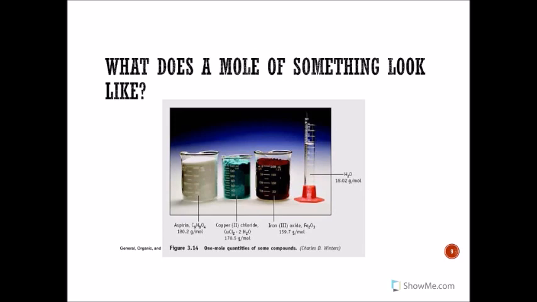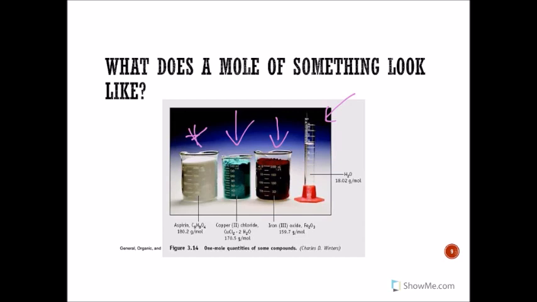If we were to actually measure out what a mole of something looks like, we have 1 mole of aspirin in a beaker right there. And then we have 1 mole of copper(II) chloride, 1 mole of iron(III) oxide, and 1 mole of water. So if you take a look, they all actually are very different amounts of substances. Just like if you had 6.02 times 10 to the 23 pieces of sand, little particles of sand, that would be about the same size as maybe something like aspirin.